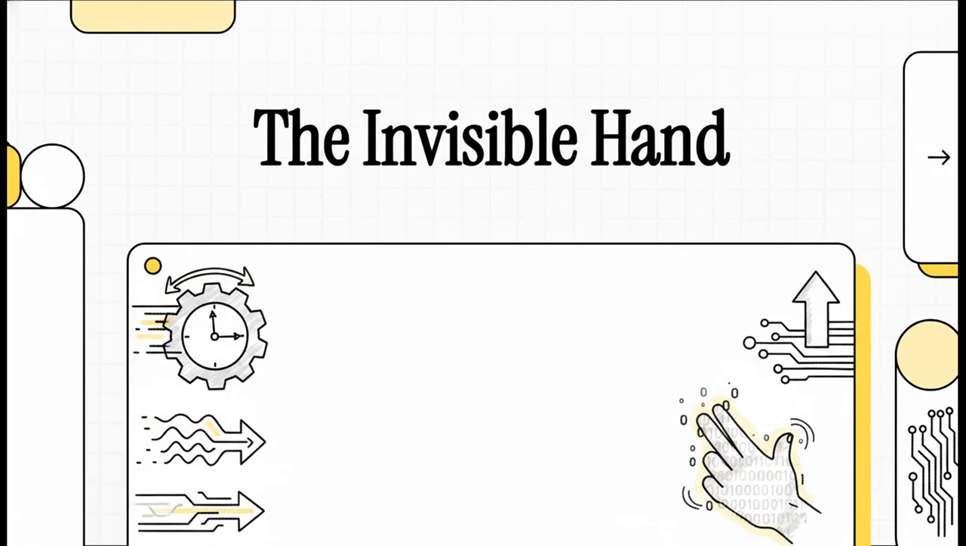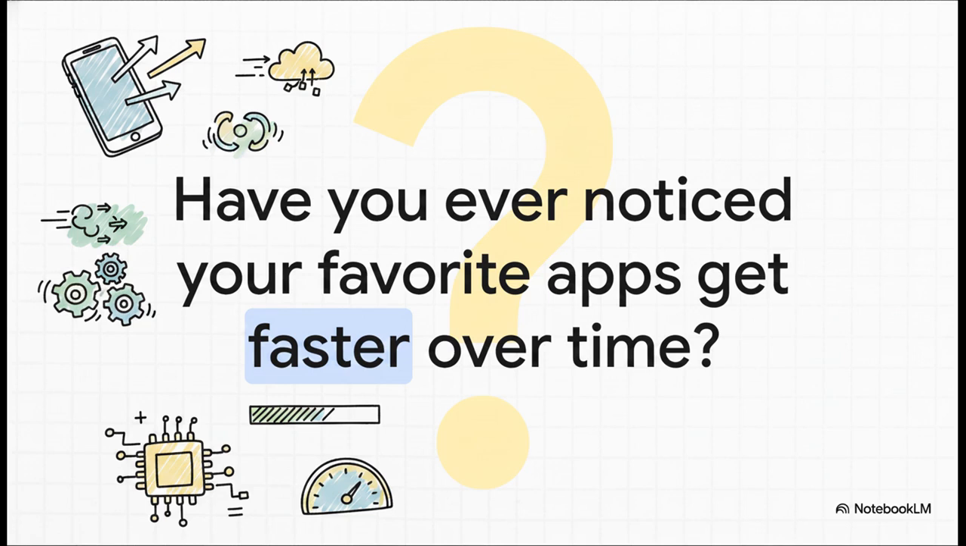Today, we're going to pull back the curtain on something kind of magical. It's this quiet, almost invisible process that makes our digital world just a little bit faster, a little bit better every single day. I mean, think about it for a second. You use an app all the time, right? And then one day, there's an update, and suddenly, it just feels snappier. Things load a little quicker. The animations are smoother. You didn't buy a new phone, so what actually happened?